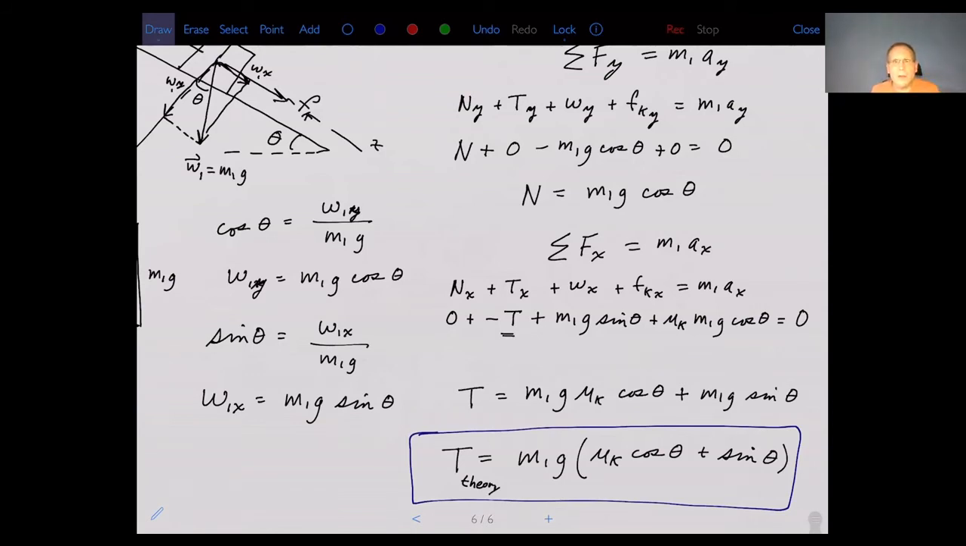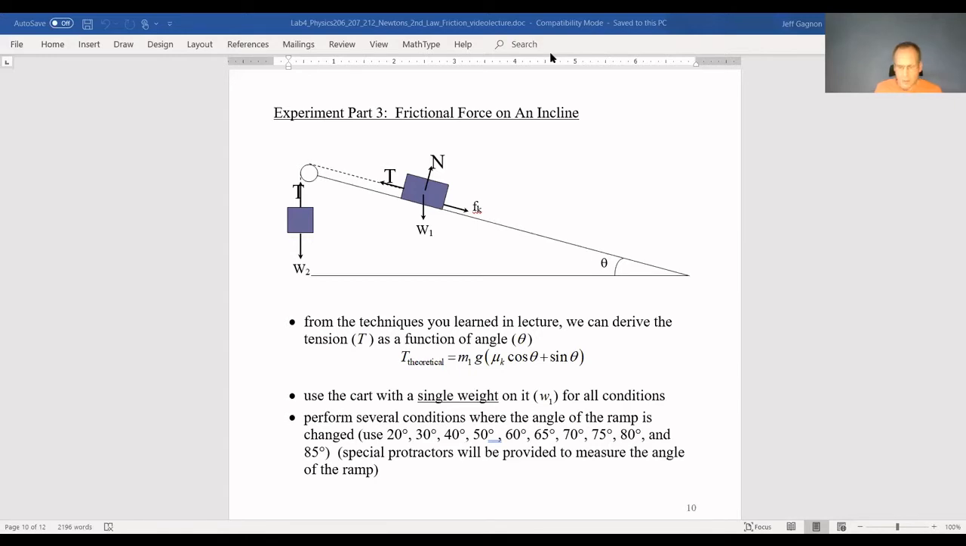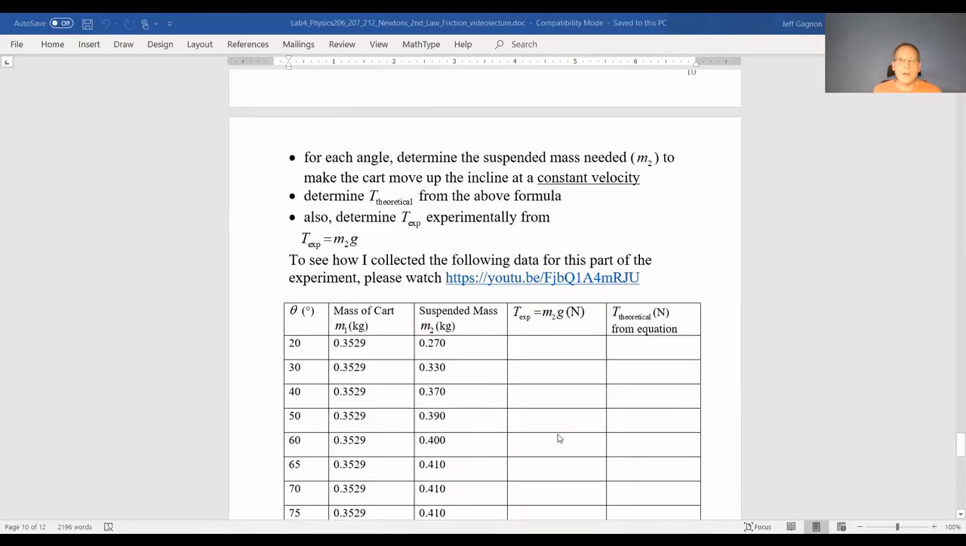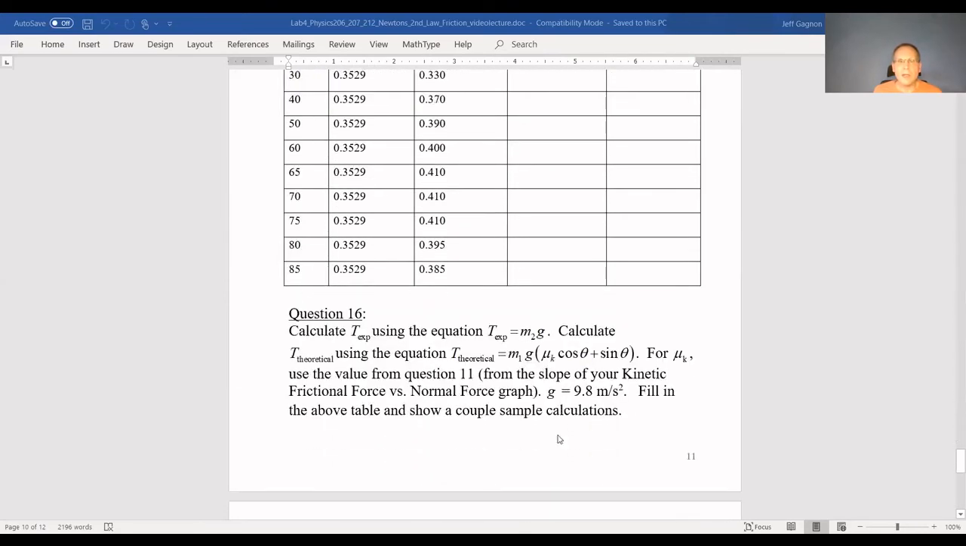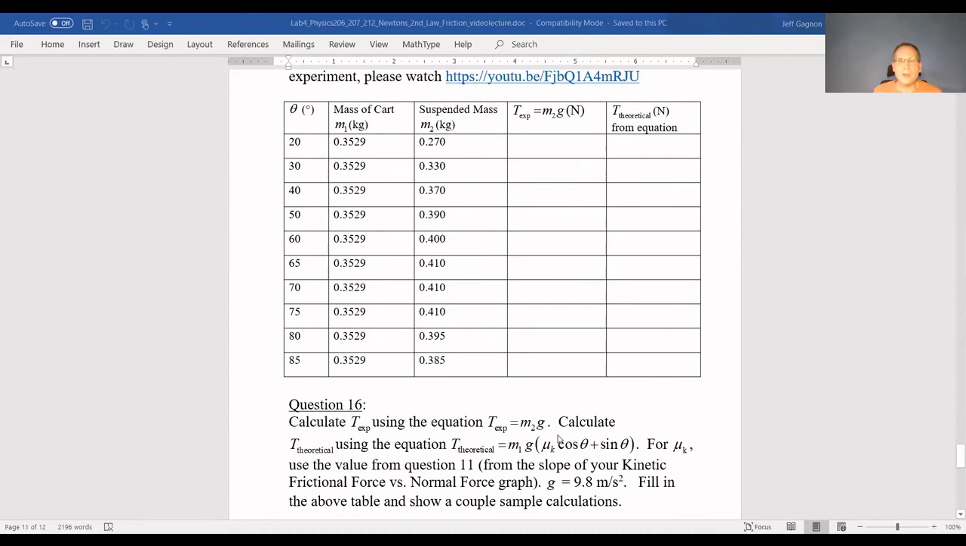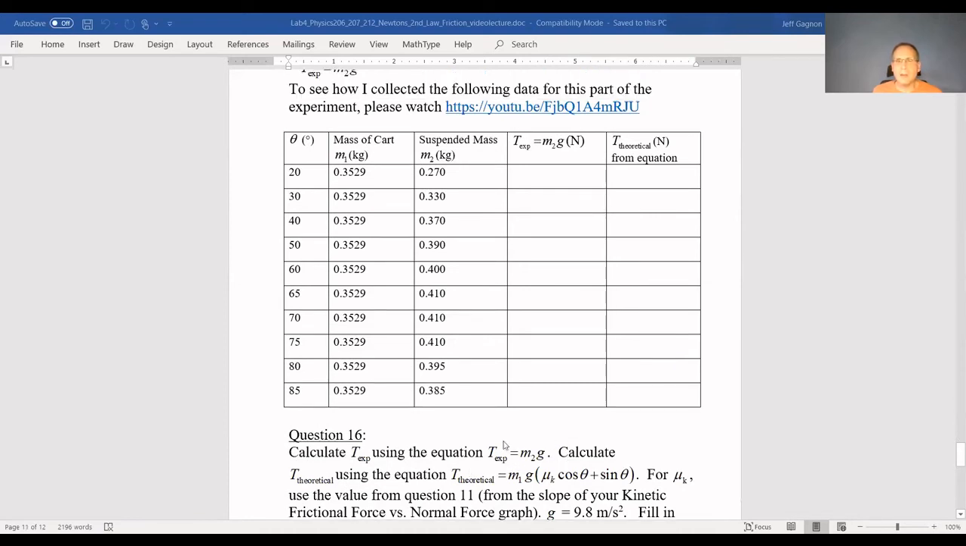Okay, so let's go back to the hand. All right, so we just derived this equation, right? T theoretical is m1g times the quantity mu k cosine theta plus sine theta. So in the table here, what you're going to do is you're first going to compute the experimental tension.